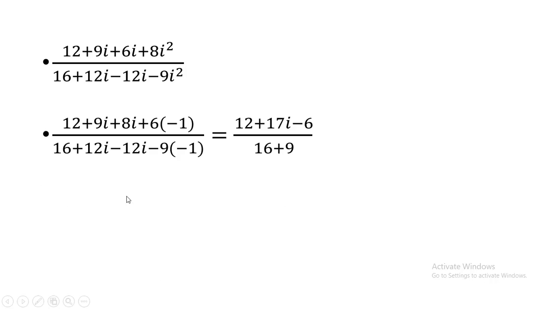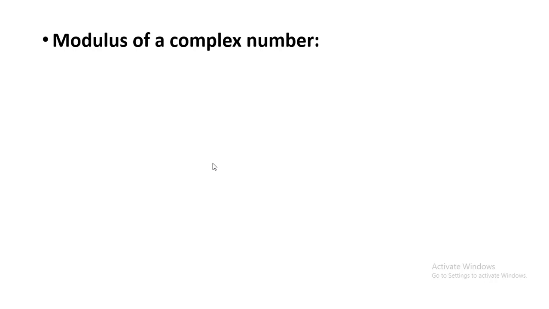they both cancelled. What remains? And if we substitute iota square by minus 1 in the numerator and denominator, what we get: 16, this cancels, 16 minus into minus is plus, so 16 plus 9, 12 minus 6, 9 plus 8 is 17. So if you solve it, 12 minus 6 is 6, plus 17 iota as it is, and 16 plus 9 is 25. Learning how to calculate the modulus of a complex number.